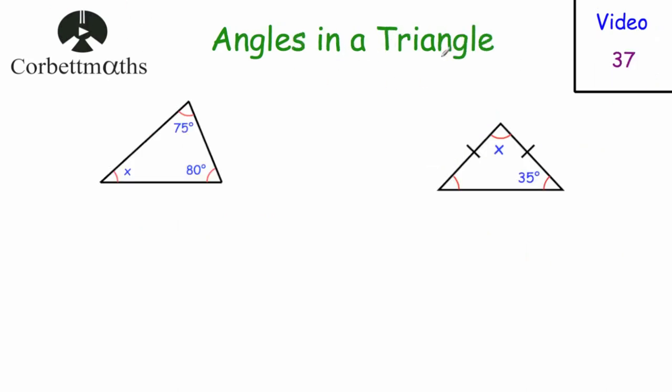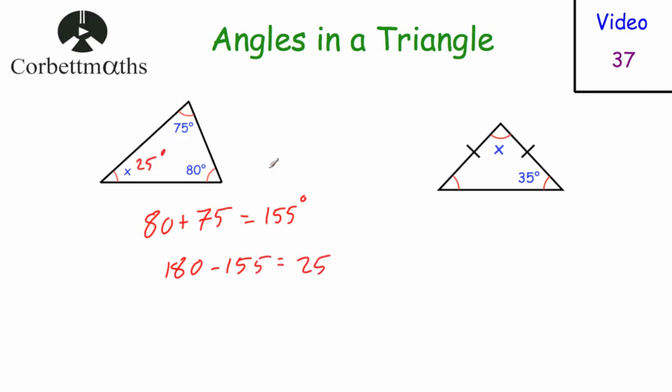This time we're going to look at angles in a triangle, which is video number 37, and the angles in a triangle add up to 180 degrees. So here we've got a triangle, and we've got two angles given to us, 75 and 80, and we've got our missing angle, x, that we need to find. So if we add the two angles we're given, the 80 and the 75, we can then take that away from 180 and see what's left. So 80 plus 75 is equal to 155 degrees. And then if you do 180, take away 155, that leaves us with 25. So it means that x is equal to 25 degrees.